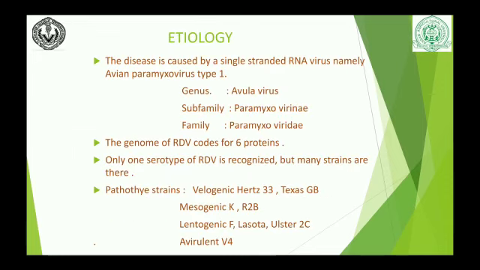So etiology: this disease is caused by a single-stranded RNA virus called avian paramyxovirus type 1. It belongs to the genus Avulavirus, subfamily Paramyxovirinae, and family Paramyxoviridae. There are many strains of this virus, out of which the pathogenic velogenic strains include Herts 33, Texas GB, mesogenic strains include Komarov, R2B, lentogenic strains include F, Lasota, Ulster 2C, and avirulent strains include V4.